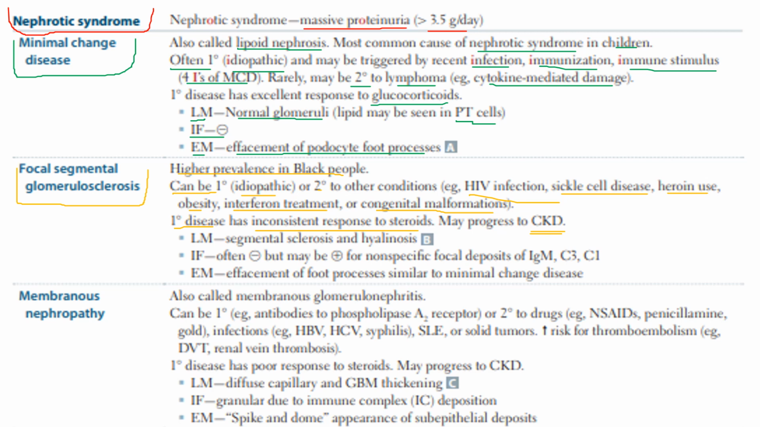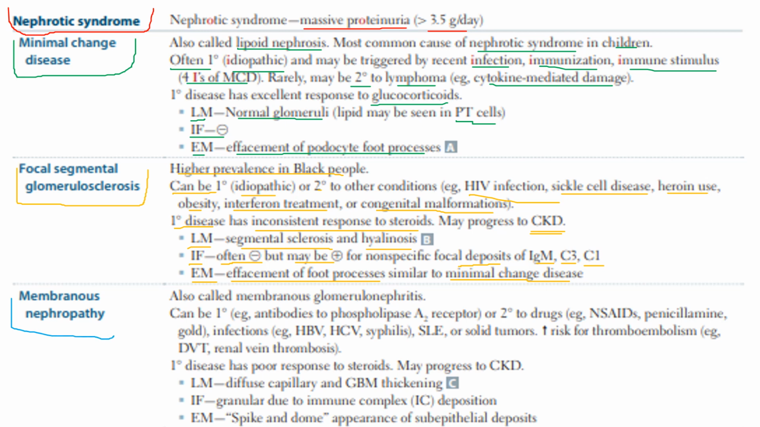chronic kidney disease. On light microscopy, segmental sclerosis and hyalinosis are seen. On immunofluorescence, it is often negative but may be positive for nonspecific focal deposits such as IgM, C3 and C1. On electron microscopy, it shows effacement of foot processes similar to minimal change disease.